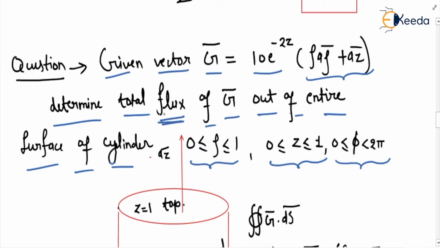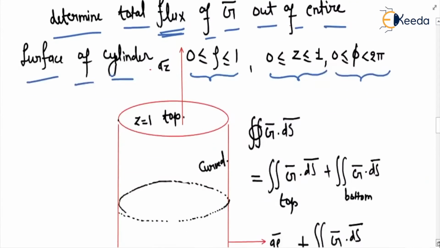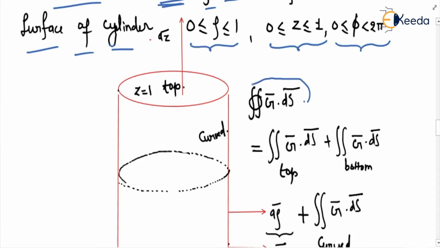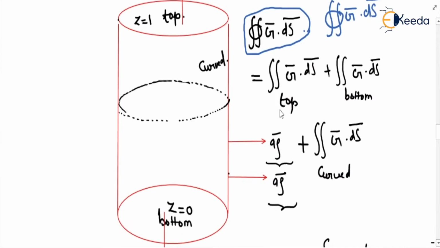Whenever we have to calculate the flux, we calculate the surface integration. And the cylinder is a closed surface because it has a certain volume. So we have to calculate the integration of G vector dot dS vector. There are three surfaces in the cylinder: one is the top surface, one is the bottom surface, and one is the curved surface. So we have to calculate three integrations. First integration for the top surface, second for the bottom surface, and third for the curved surface.